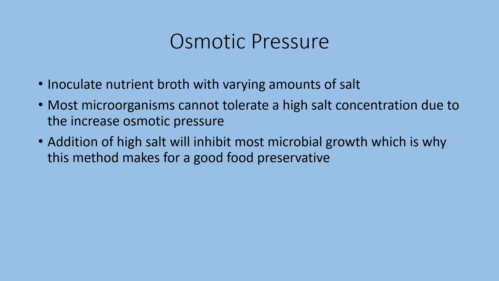Osmotic pressure. This is another form of physical agents that can help to control microbial growth. And usually what we're talking about here is altering the salt concentration of the solution that you're growing the microorganism in. So for this test, you have nutrient broth with varying concentrations or amount of salt. If a microorganism cannot tolerate a high salt concentration, it's usually because there's a difference in the osmotic pressure. It cannot handle that, and it ends up killing the cell.